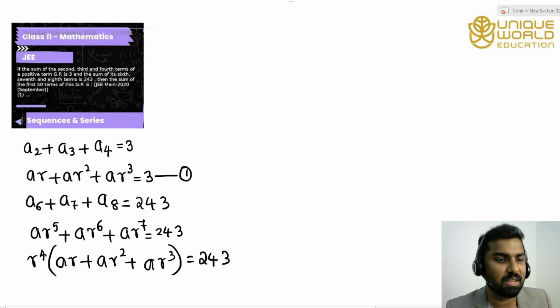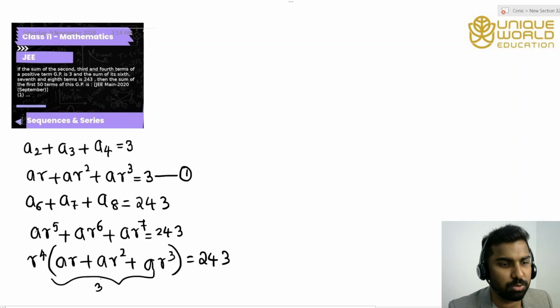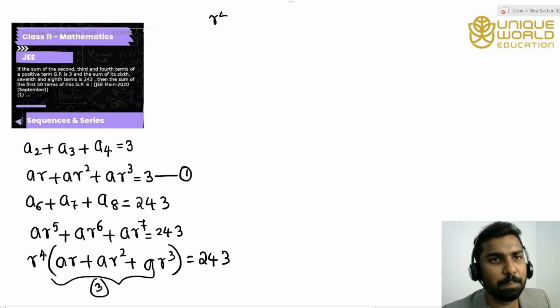Your question is why sir, why you did this thing? It's for pure observation. You can proceed with the question very easily. How will you proceed? Because AR plus AR square plus AR cube, we know the answer will be equal to 3. Just substitute here, this will be equal to 3. So here I can write R power 4 into 3, that will be equal to 243.